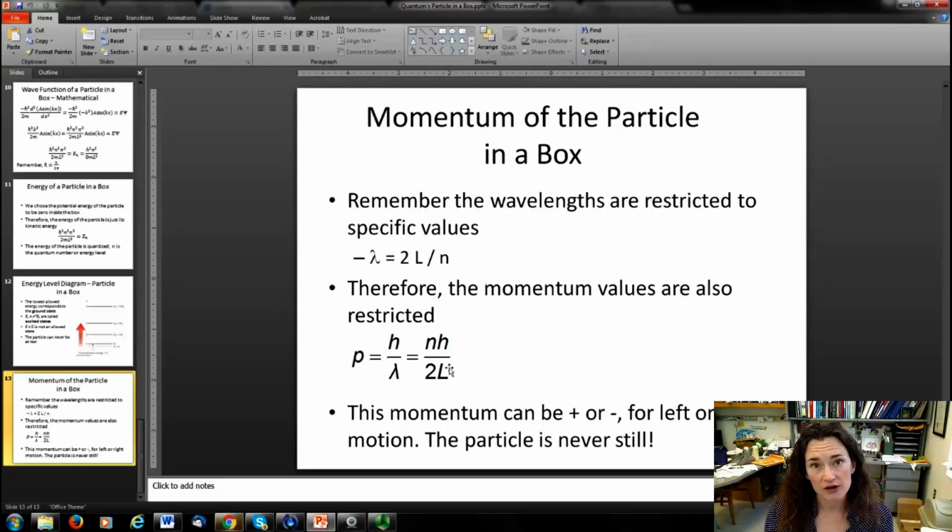Now, if we square that, p squared divided by 2m, we get back our energy again, because remember, our total energy is just our kinetic energy, and 1/2 mv squared, or p squared over 2m, is our kinetic energy. So this momentum value, this is our absolute value, and it can be positive or negative for left or right motion, depending on which way it's going. The particle is never still, though. It's always bouncing back and forth with that momentum.